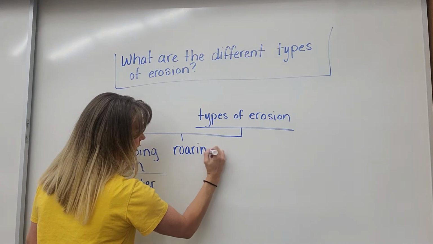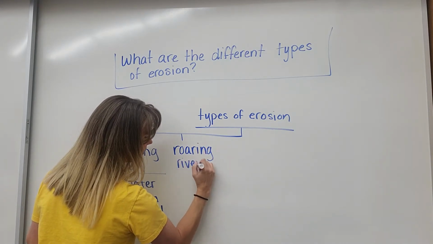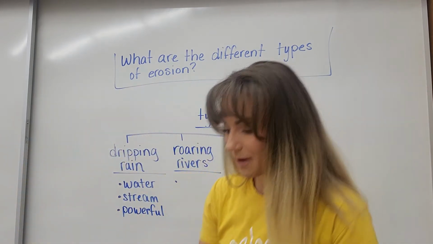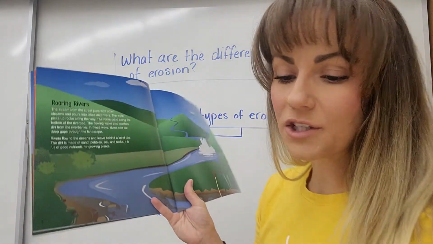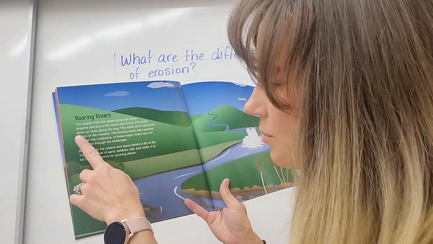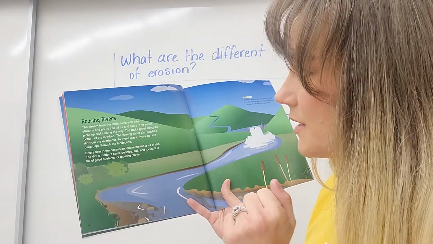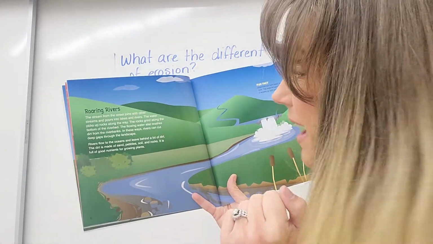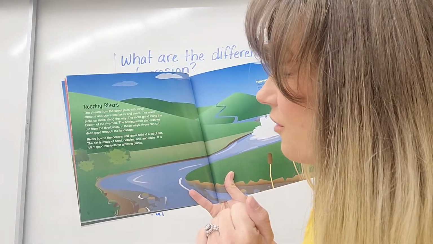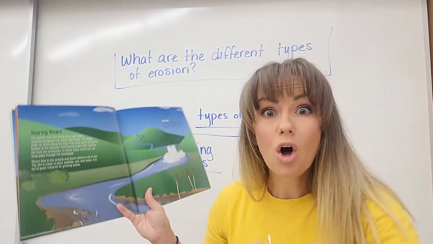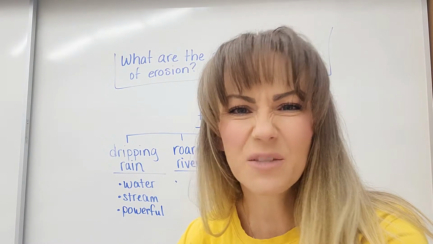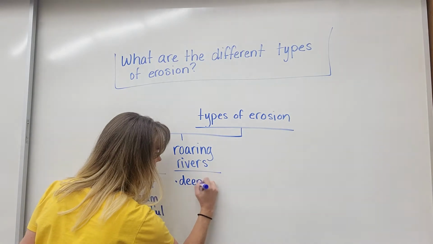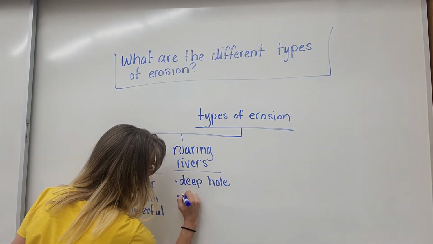Roaring rivers. Now let's add some little notes about roaring rivers. So remember, it says that the streams join with other streams and pour into lakes and rivers, okay? And they can grind away the bottom of the riverbed. The flowing water washes dirt from the riverbanks, and it can cut deep holes in the Earth's surface. Let's put deep holes. That's what I'm gonna write first. Deep holes.